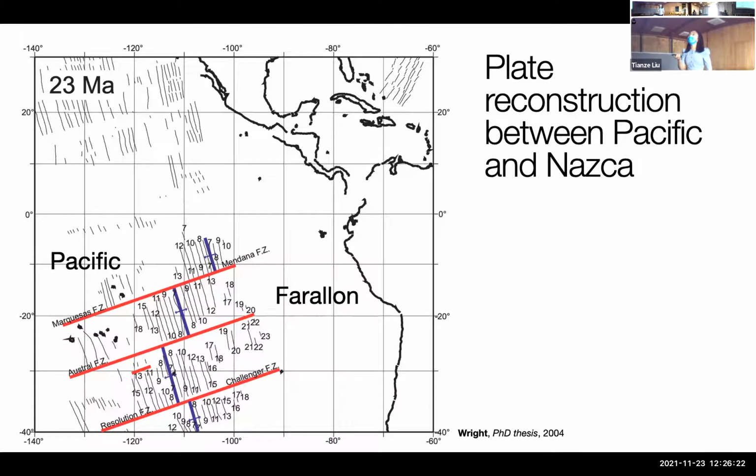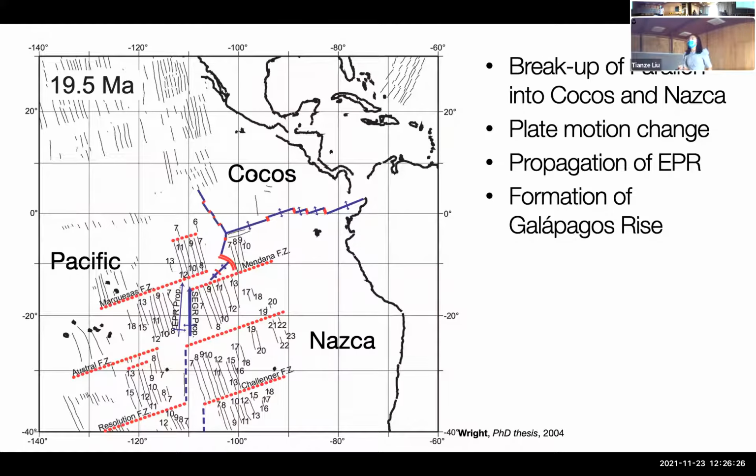At about 19.5 million years ago, the Farallon plate split into Cocos and Nazca, and this plate breakup was also accompanied by a spreading direction change, with a clockwise rotation in plate spreading. With that, we started to see the propagation of the East Pacific Rise and also the generation of newer spreading ridges. Especially, I want to highlight this Galapagos Rise north of this Mandana fracture zone.